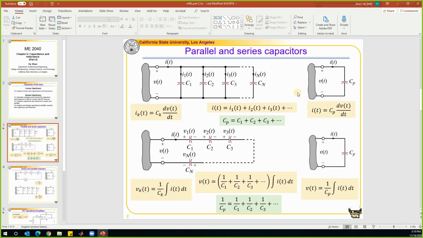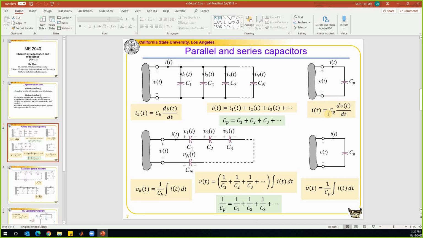At the same time, since they are in parallel, we know the voltage applied on these capacitors is all the same. We can use the voltage to calculate the current on the left-hand side and the current on the right-hand side. For the left-hand side, we use this equivalent network to calculate that current. So we assume there is an equivalent network like this, and this is the overall capacitance, and this current should be the same as this current, and the voltage should be the same as that voltage.